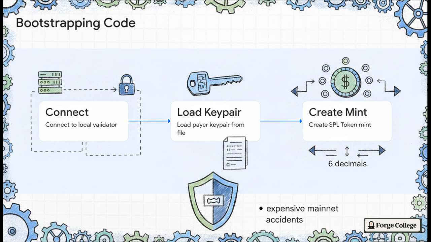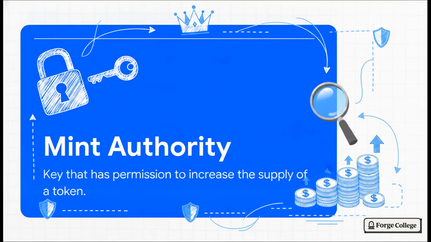And finally, we use the create mint function from the spl-token library to fire up a brand new token mint with exactly 6 decimals. Now, we need to talk about authority. And yeah, that's authority with a capital A. When we create that mint, we assign our pair as both the mint authority and the freeze authority. The mint authority is basically the cryptographic key that has permission to increase the token supply.